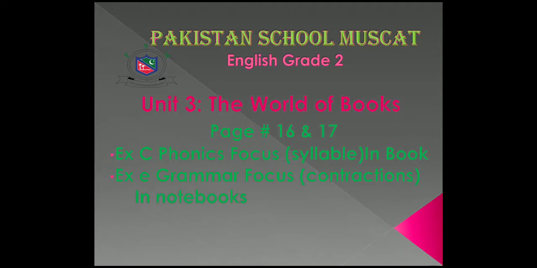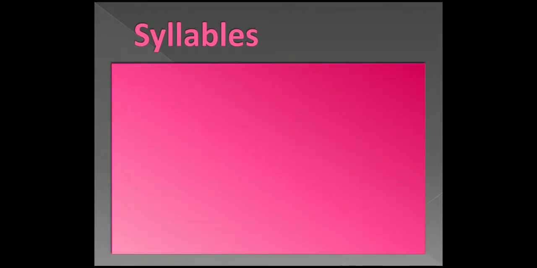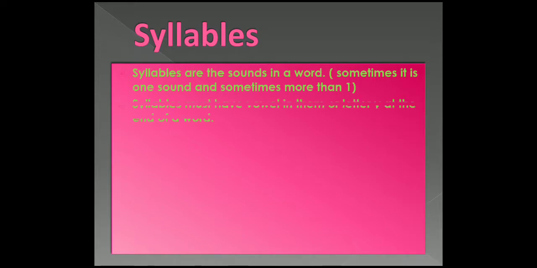Okay, now let's start syllables. Who is going to tell me what are syllables? You have done this in grade 1 also. Think. Okay, I will tell you what are syllables. Syllables are the sounds in a word. Sometimes it is one sound coming from a word, or sometimes it is more than one sound coming from the word. And each syllable must have a vowel in it or the letter Y at the end of a word.